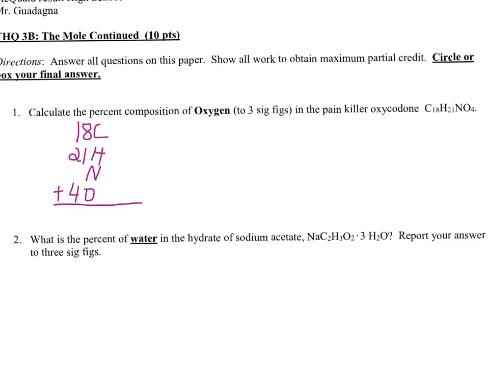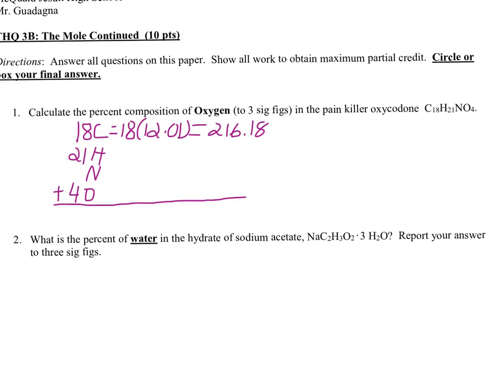So I need to add these all together to find the formula mass of oxycodone. I'm going to take 18 and multiply it by the mass of carbon, which is 12.01. I plop it into my calculator, and 18 times 12.01 equals 216.18.